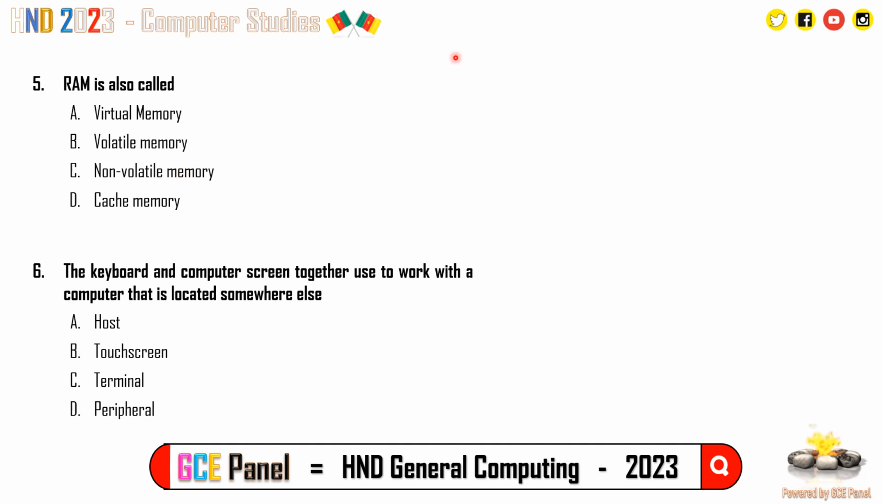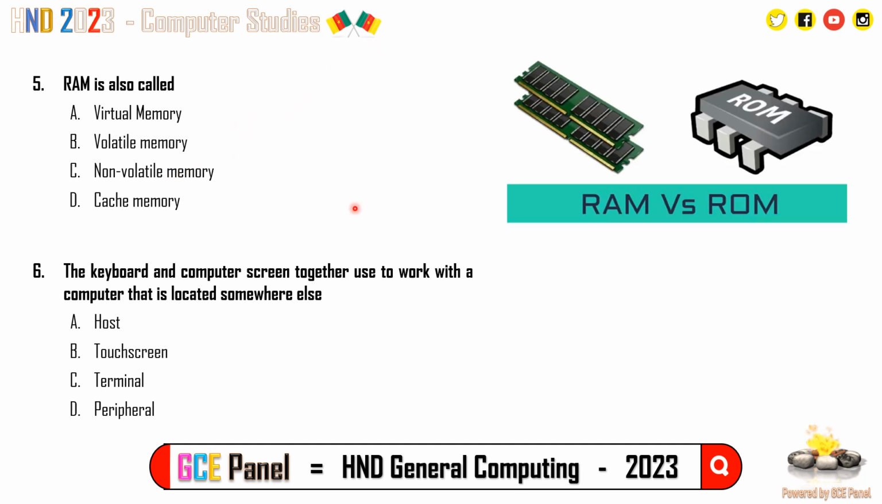Then for the next part of the question, the key for question 5 is volatile memory, because RAM is volatile memory, while ROM is non-volatile. Let's take note.